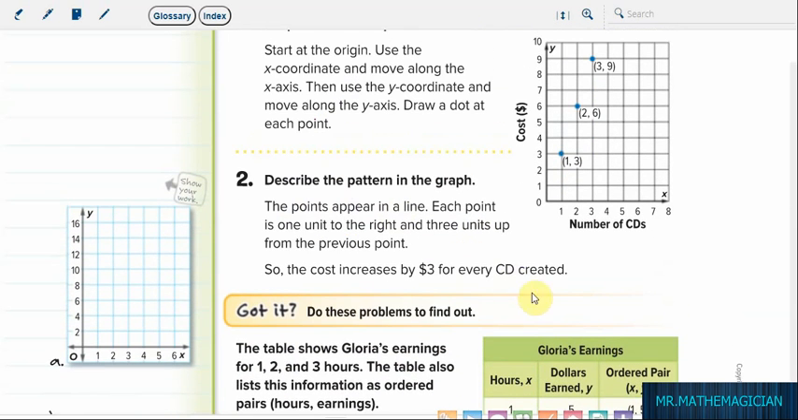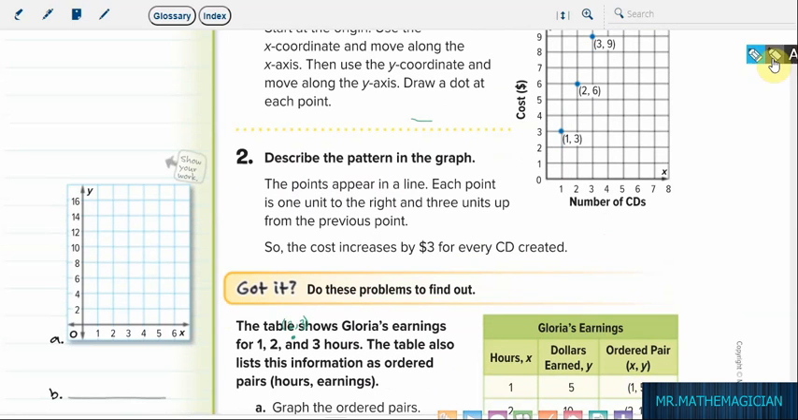Describe the pattern in the graph. The points appear in a line. Means if you take your sharp edge or your ruler, these 3 points will belong to one line. Each point is 1 unit to the right and 3 units up. Means if you take 1 unit 3 units up, you will reach 2 and 6. 1 unit 3 units up, you will reach 3 and 9. So the cost increases by $3 for every CD created.